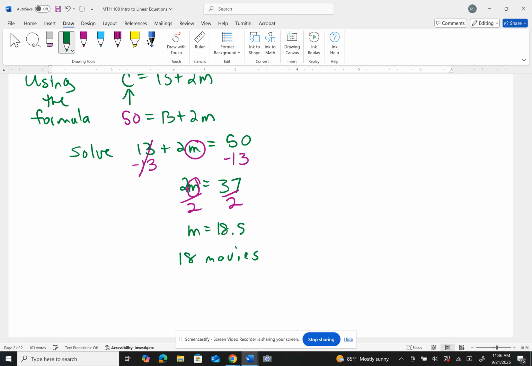Okay. So this right here is what section 6.1 is all about. At the start of 6.1, we're going to be reviewing how to solve linear equations. And then near the end, we're going to be working on solving some word problems by using algebra.